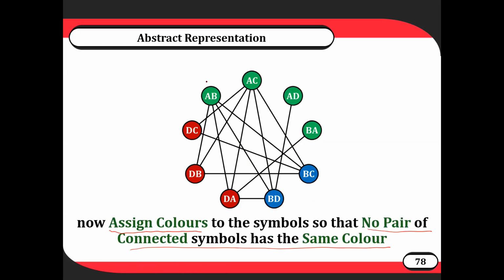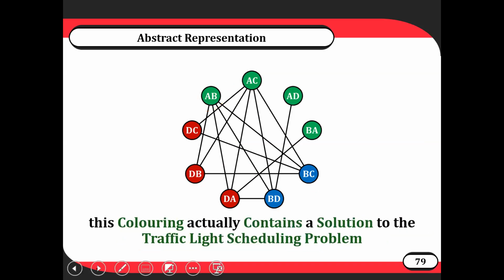If we look at AB, for instance, AB is only connected to DB, which is red, DA, which is red, BD, which is blue, and BC, which is blue. So it's not connected to anyone of the same color. So there's no connection from AB to AC or to AD or to BA. So now what does this tell us? Well, this actually gives a solution to our problem.